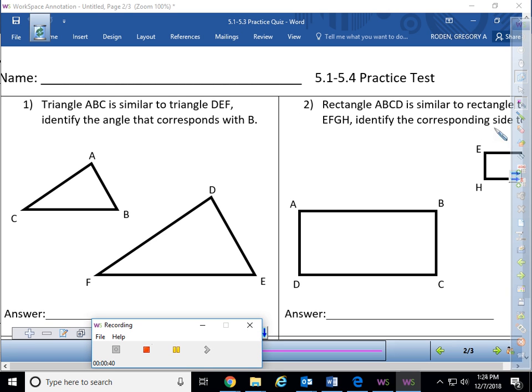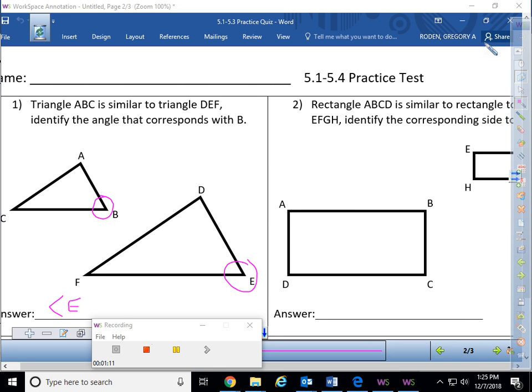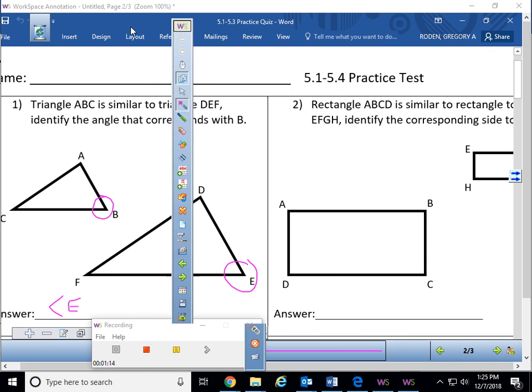Number 1. It says triangle ABC is similar to triangle DEF. Identify the angle that corresponds with B. Well, that's easy. B is right here in the bottom right. So we just go over to the other triangle, and it looks like it's this angle right here. So the corresponding angle is angle E. That's a pretty easy answer there for you guys.